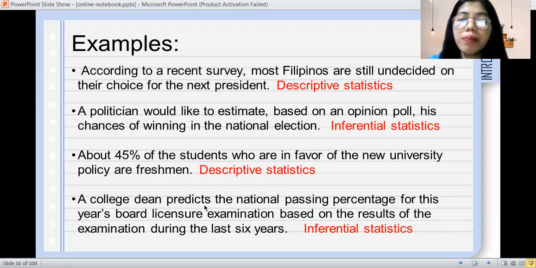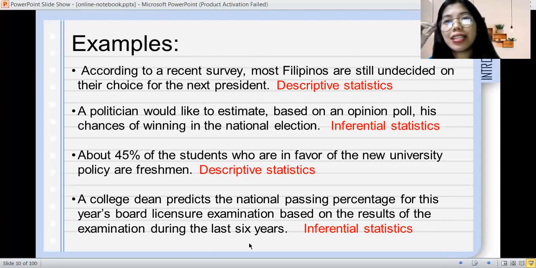A college dean predicts, ayan, meron na po tayong term na predict dyan, the national passing percentage for the year's board licensure examination based on the results of the examination during the last 6 years. So, ayun po yung descriptive and inferential statistics. But in our course sa grade 7, we are just going to talk about descriptive statistics. Yung inferential statistics, mas higher na kasi yan.